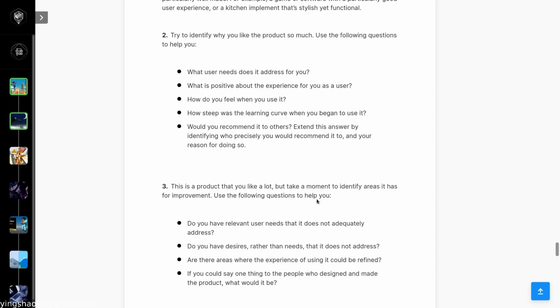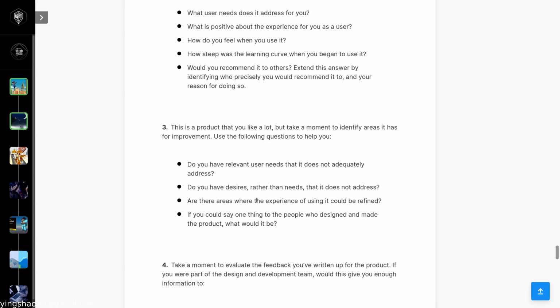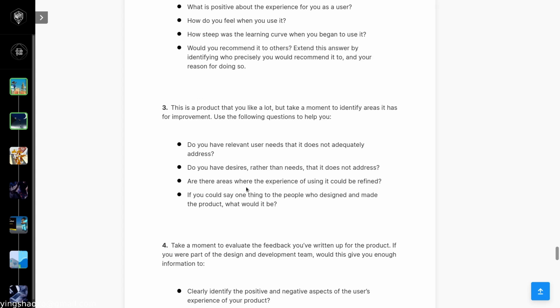Use the following questions to help you. Do you have relevant user needs that it does not adequately address? Do you have desires rather than needs that it does not address? Are there areas where the experience of using it could be refined or improved? If you could say one thing to the people who designed and made the product, what would it be?